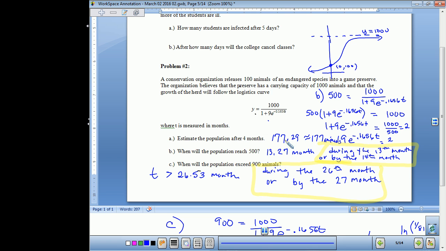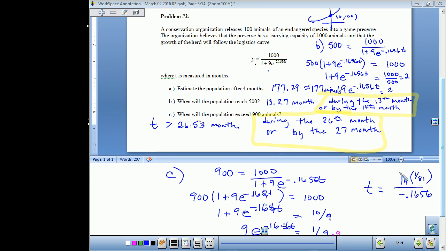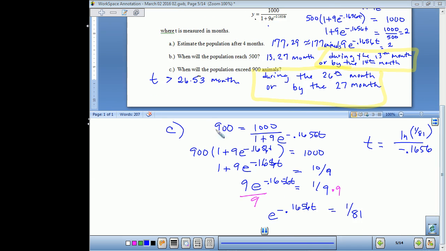When we plugged in, did you get 177.29, or approximately 177 animals? Yes. Okay. And then for part B, if we solved it algebraically, we get 13.27, which is during that 13th month or by the 14th. You could word it either way. Now I'm going to look for two things on that. Is your math right? And did you answer the question? So, like on part C, is my math right, and did I answer the question?